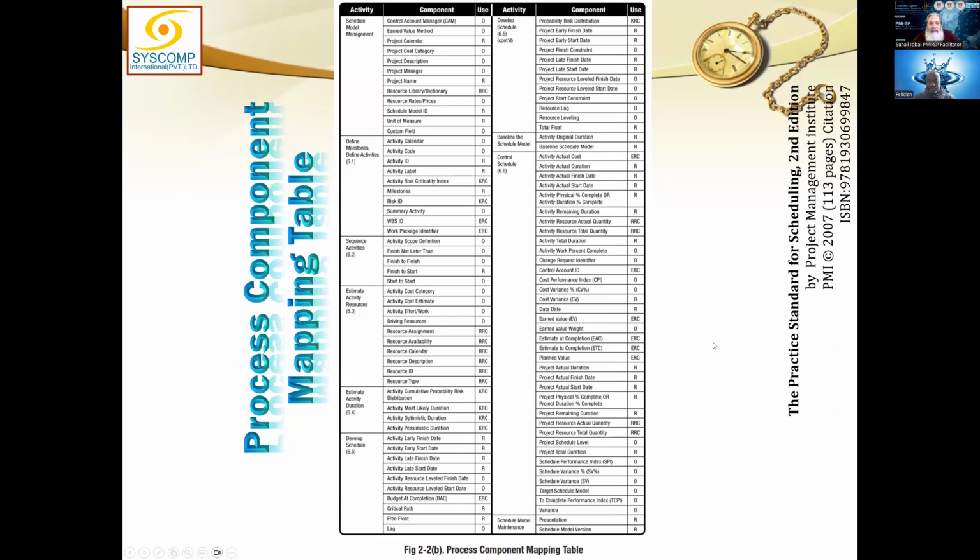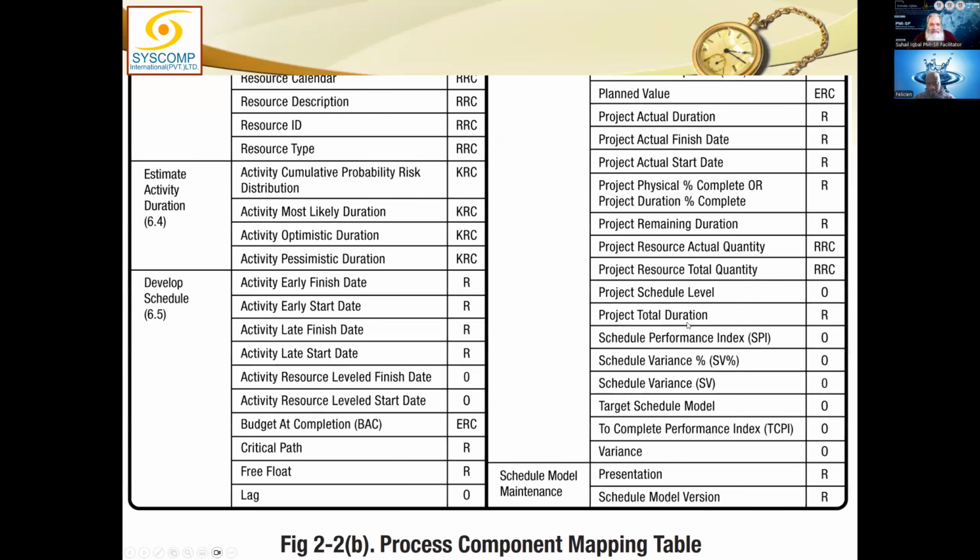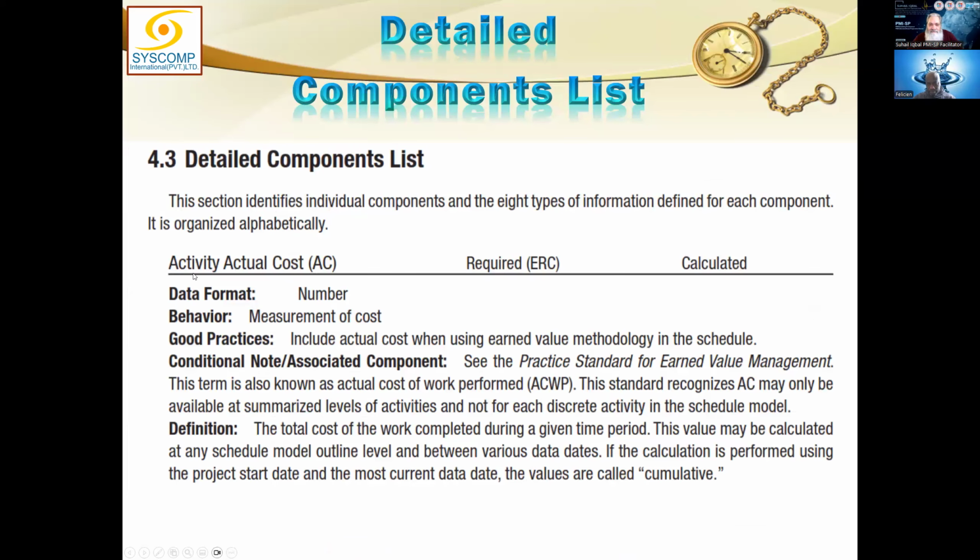Yeah. And in the book, in the standard for scheduling, you will have this kind of format filled for every one of them. I won't be able to show all of them to you, but at least I'm showing you a sample. For example, activity actual cost, which we call AC.